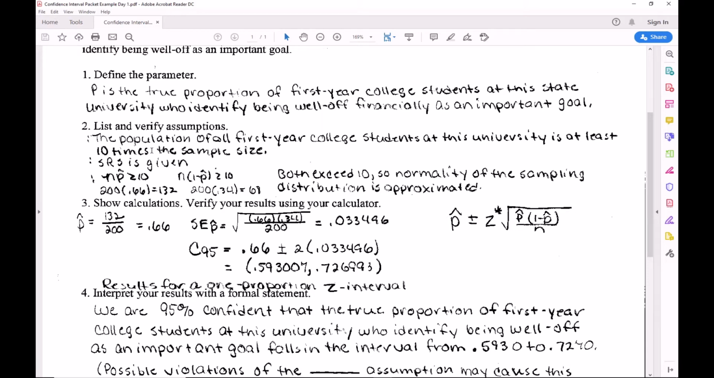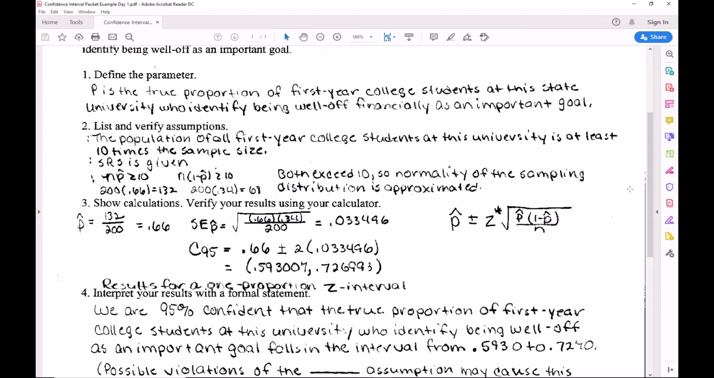All right, see that word times, T-I-M-E-S? Don't put an X there, right? Don't do it, because that's not formal writing. Okay, the third thing we're going to check is normality. And we have to check that n times p hat is greater than or equal to 10, n times 1 minus p hat is greater than or equal to 10. Show those products. So 200 times 0.66, that's 132, check. 200 times 0.34 is 68, that's bigger than 10 too. So both exceed 10, so normality of the sampling distribution is approximated.